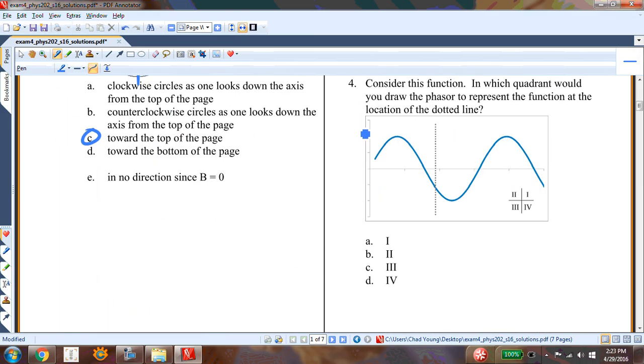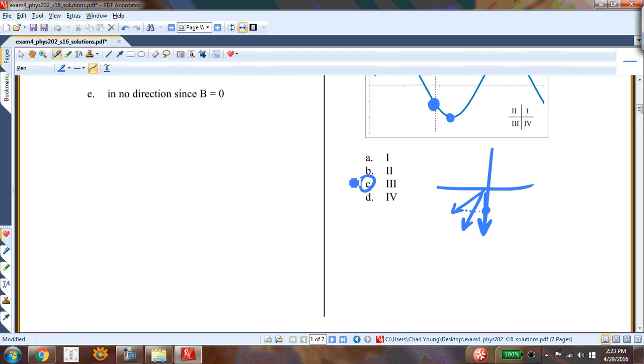Consider this function. In which quadrant would you draw the phasor? And just if you forgot your quadrants, they're right here. So here I have a value that is negative and approaching more negative, so it'll be in the third quadrant. Remember, this is the y projection. This value is this value, and as this phasor moves more in this direction, it will increase. So at this point, my phasor will be in that direction. So C is the right answer there.